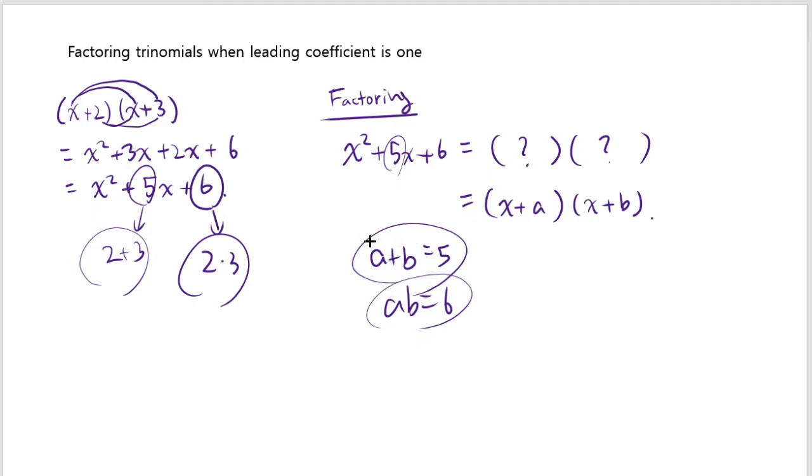It doesn't matter. If we choose 2 and 3, the answer would be that it's x plus 2 times x plus 3, which we already know to be true. Since x plus 2 times x plus 3 gives you x squared plus 5x plus 6, it means that x squared plus 5x plus 6 should equal x plus 2 times x plus 3. So going the opposite direction is what we call factoring. Okay, so let's try some other examples.